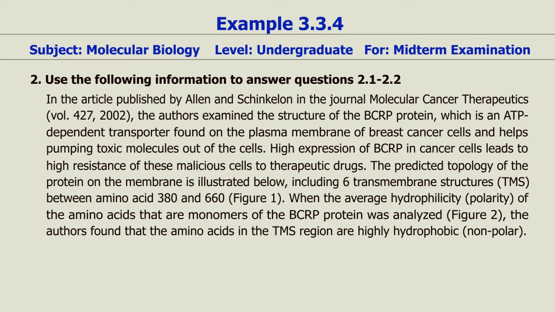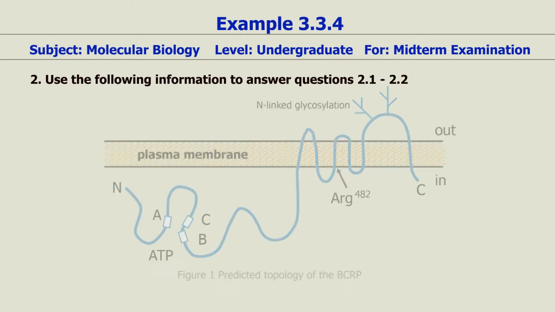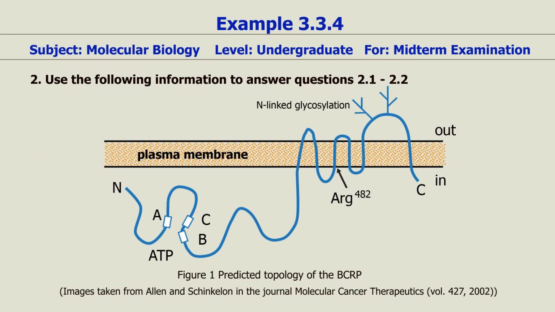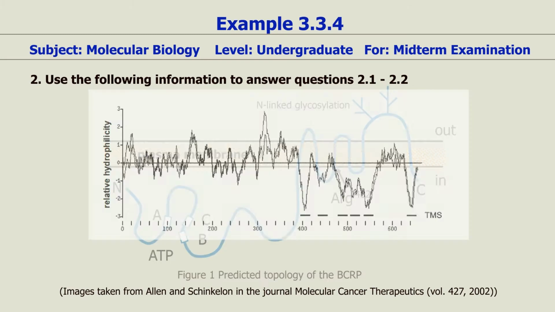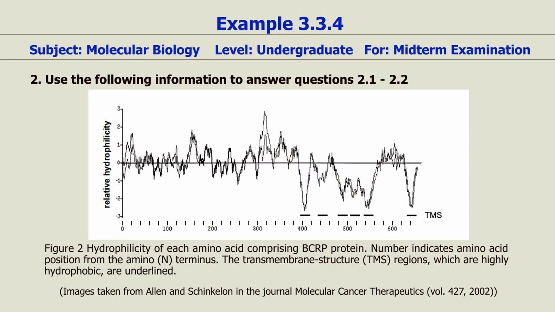Most of the terms and concepts included were familiar to the students already, but to be able to comprehend, they need to apply the knowledge in the real context. The article studied the topology of a protein called BCRP, which stands for breast cancer resistant protein. This is an important protein because it helps the cancer cells to resist the cancer drugs by pumping the drug out of the cell.